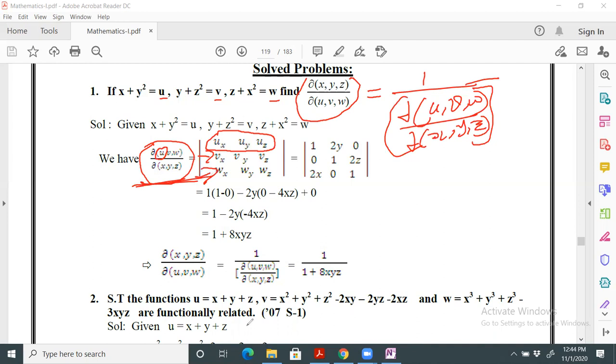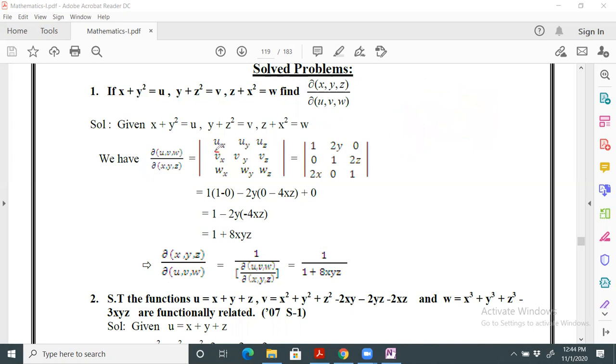Now we need to find what dou u by dou x is. u is given like this. Partially differentiating u with respect to x, we get 1.